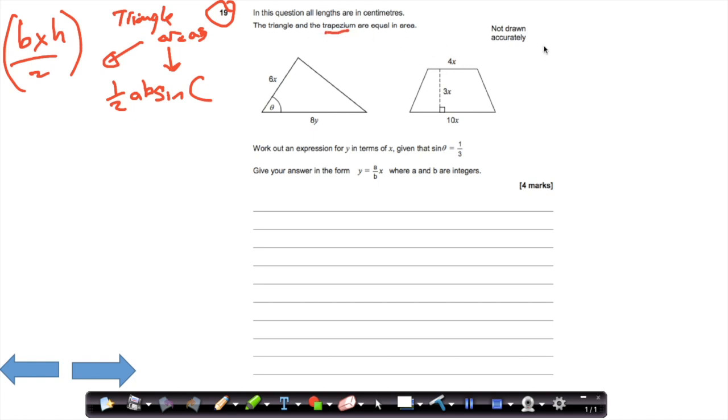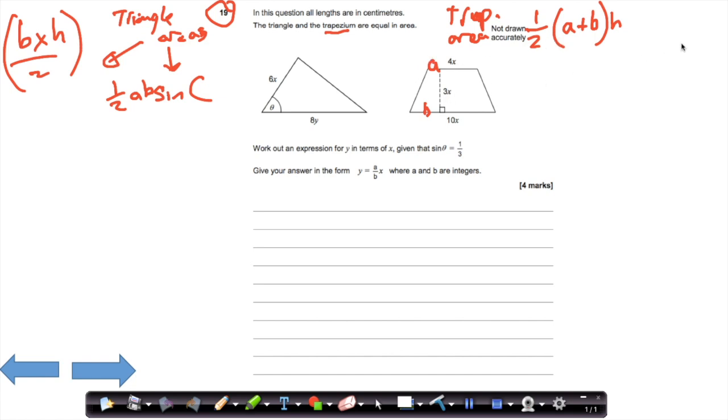Looking at the trapezium area, we should remember it, because in the AQA papers, trapezium area is tested regularly. Half, open brackets, a plus b, multiplied by height. That is the trapezium area. What this means is half of the sum of the parallel sides. So the parallel sides here are 4x and 10x. If we add them together, half it and times it by height, the height being the distance between them.